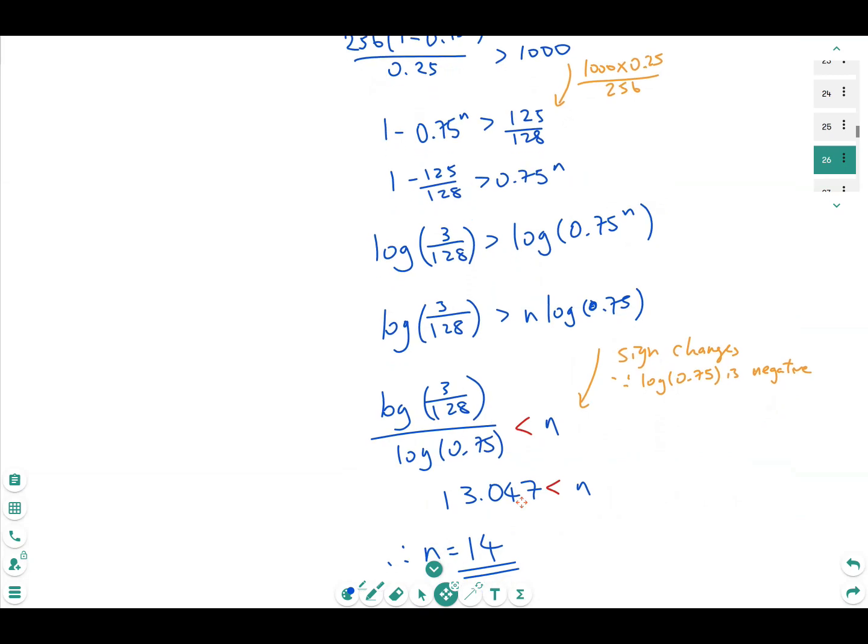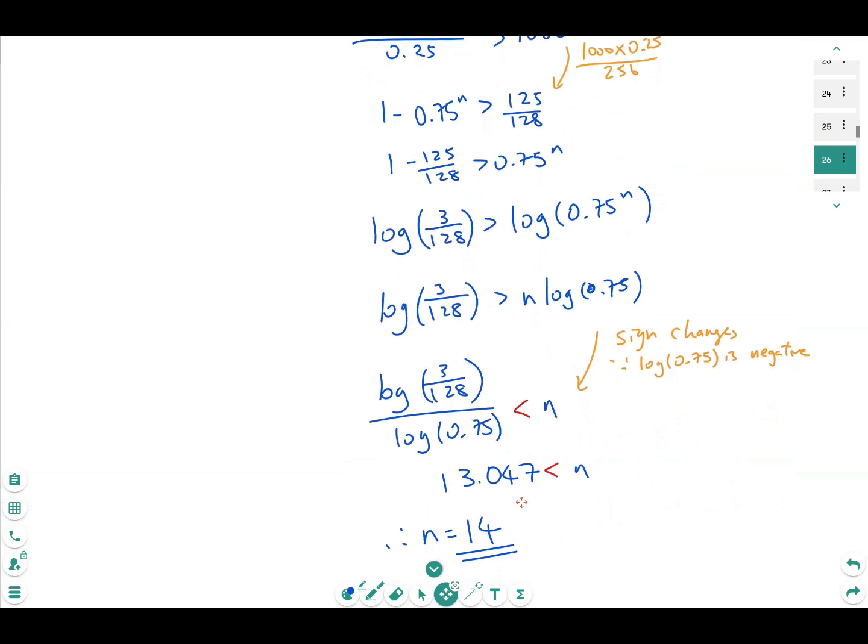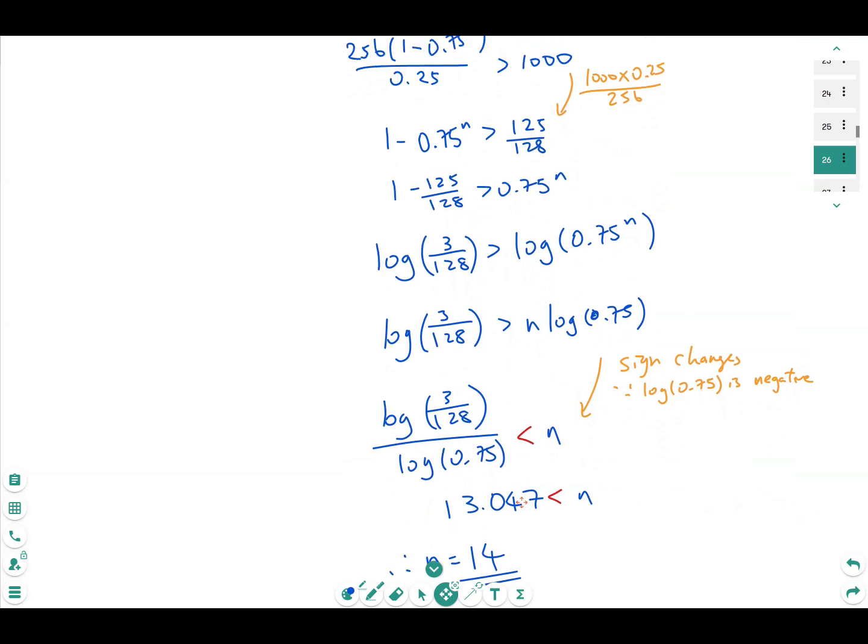So you get a negative answer. So you should divide, and when you divide by a negative, you change the sign. Okay, change the sign. Therefore, n is now greater than 13.047. Therefore, n is 14.